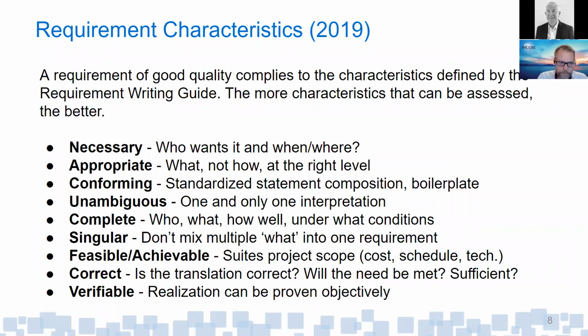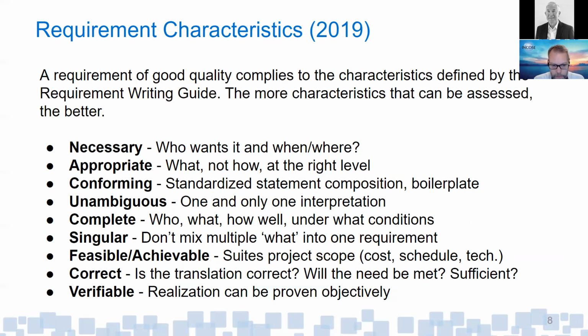Okay, so then we have the characteristics of a requirement of good quality. These are the 9 characteristics in the requirement writing guide. First of all, it needs to be necessary. Someone needs to want it, and we need to understand when and where it's needed. It needs to be appropriate, to talk about what, not how, and it should be at the right level. It should conform to some kind of boilerplate, or at least some standardized statement composition.